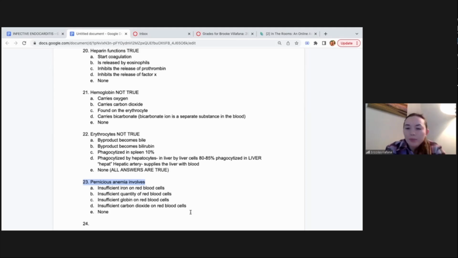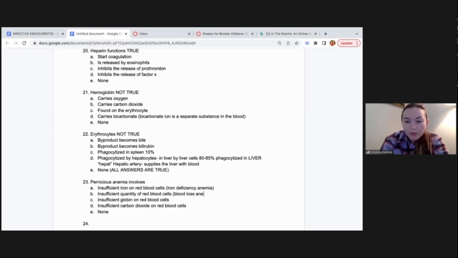Okay, so I have a little bit of a tie here on answers. We know that insufficient iron on the red blood cells would be iron deficiency anemia, right? So that's not A. Insufficient quantity of red blood cells would be blood loss anemia, which is not pernicious anemia. Insufficient globin on the red blood cells is the definition of pernicious anemia.